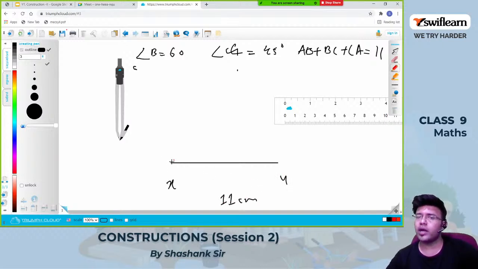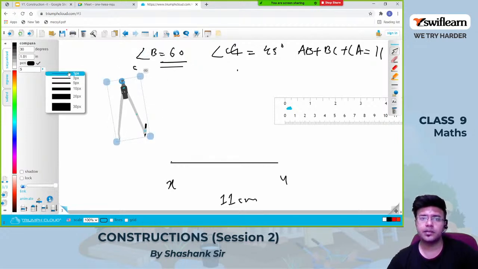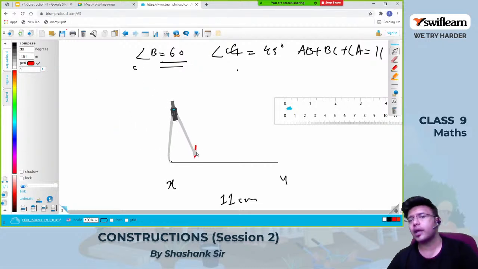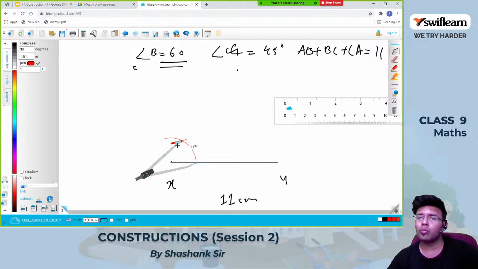Now at the point X you draw this angle B. How to draw a 60 degree angle with the help of this compass? Look how to draw it. Place this compass at the point X, and with X as the center and any radius, draw an arc like this. Now place the compass at the point where this arc intersects the line XY and draw one more arc.